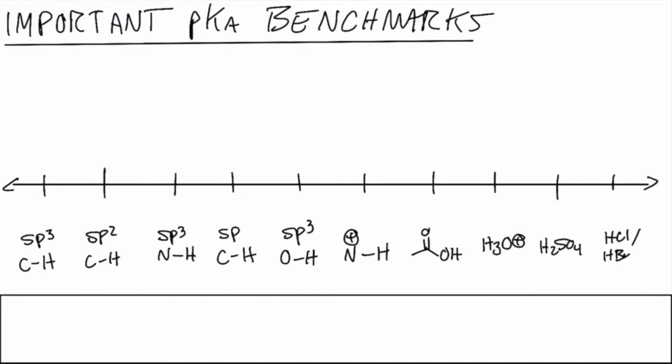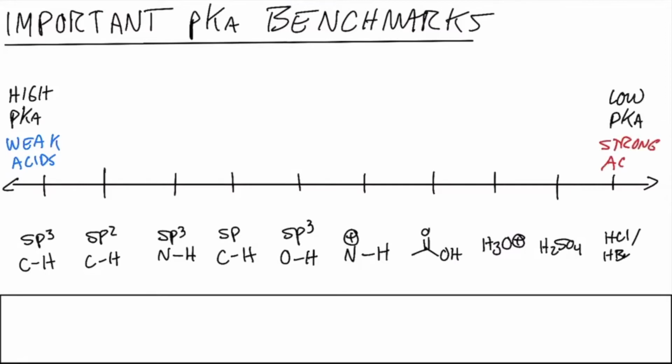Let's set this up. At the left-hand side of the page, we have things that have high pKa values. That means they're really not going to be strong acids. They're going to be very weak acids. Whereas at the other side, we're going to have very, very low pKa values, but that makes them really, really strong acids.